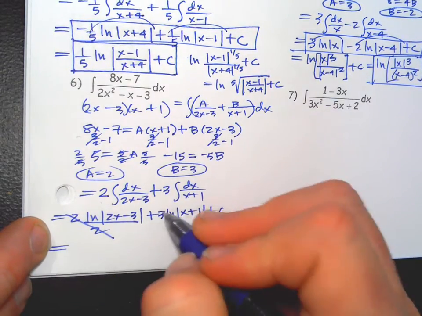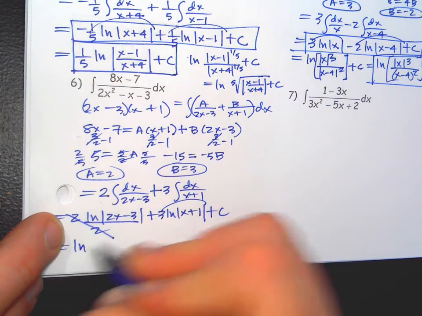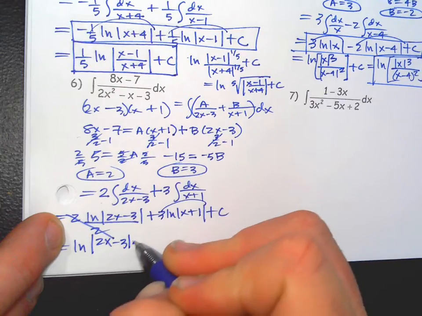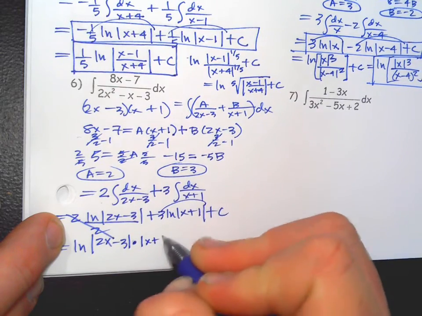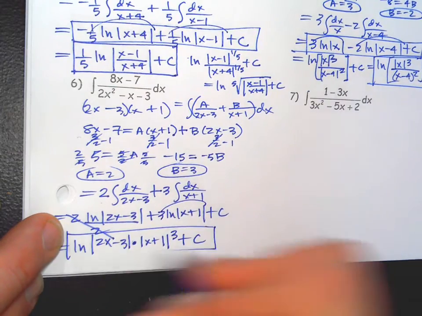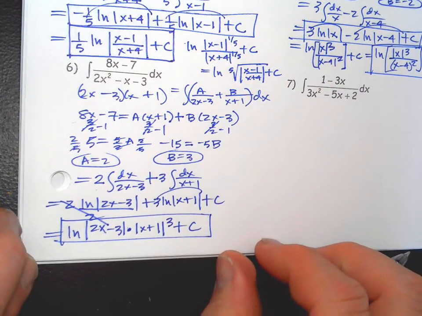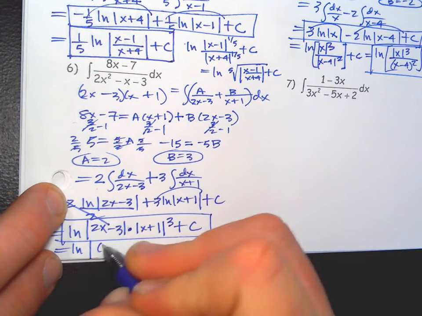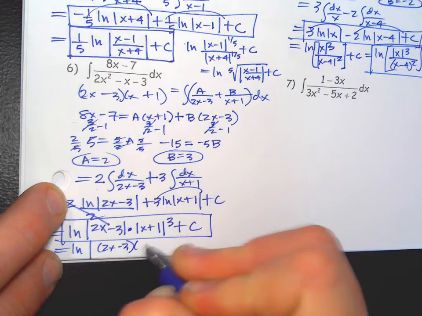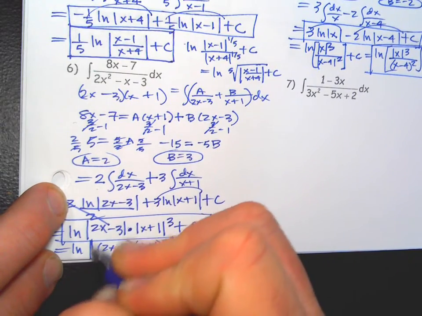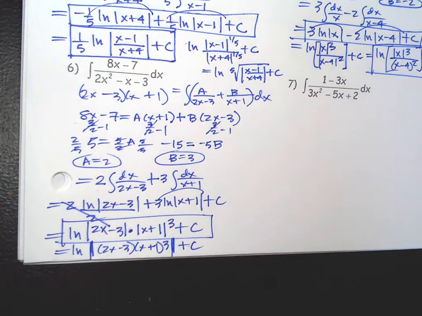So I'm going to bring this inside, and we're going to say this is natural log of (2x minus 3) times (x plus 1) cubed, plus C. So I mean, we could do that. We could just put absolute values around the whole thing and say 2x minus 3 times x plus 1 cubed. You could do that, and then just do one set of absolute values around the whole thing. That would have the same effect. Okay.